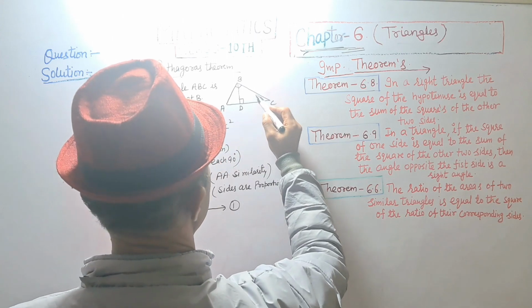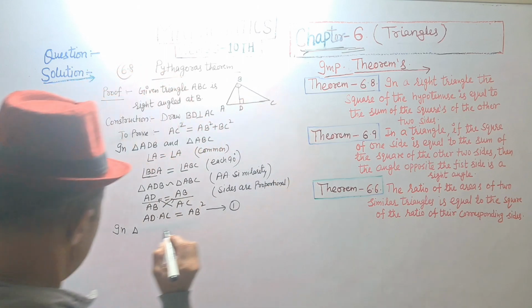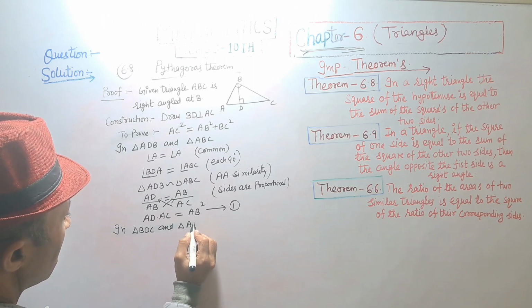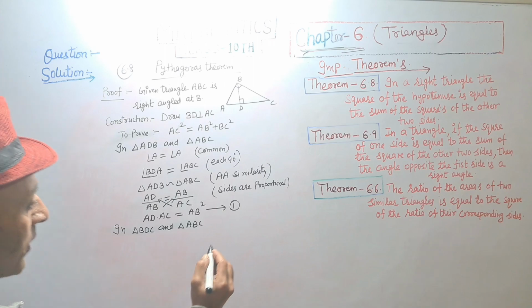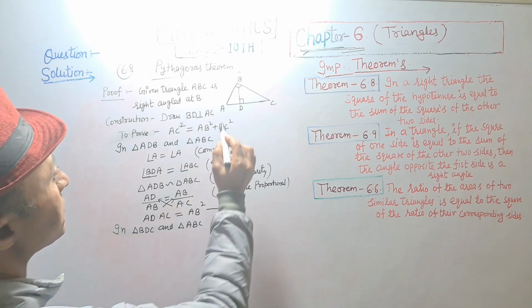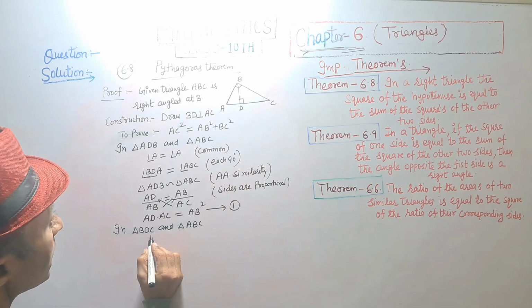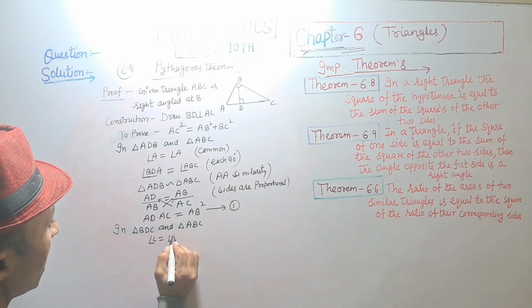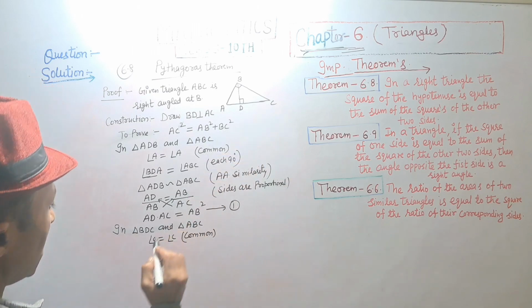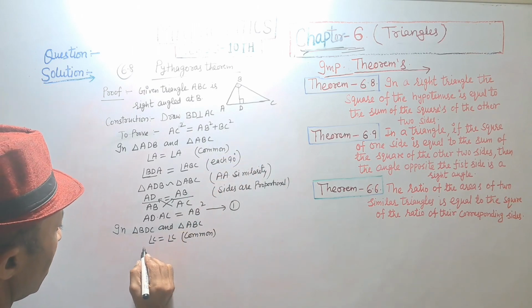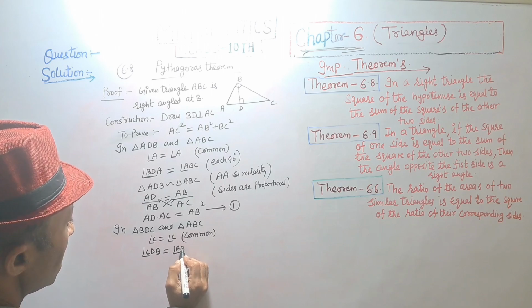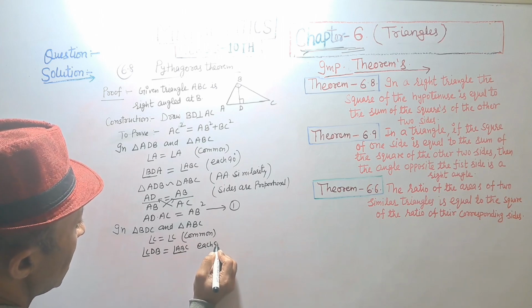In triangle BDC and triangle ABC, angle C is equal to angle C, common, and angle CDB is equal to angle ABC, each 90 degrees.